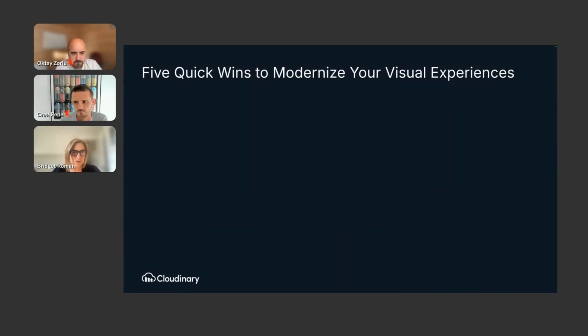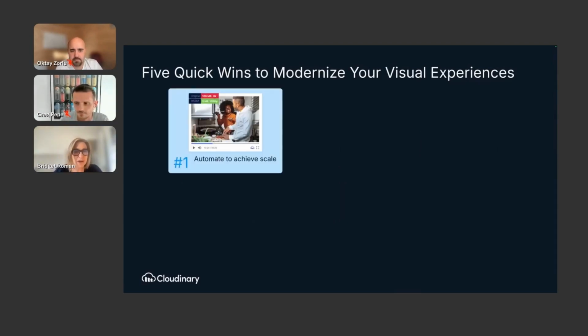Let's talk about these 5 quick wins before I hand off to Greg, who's going to dive in. The first quick win around modernizing your visual experiences is to automate. So how are we going to automate your images and videos to help you achieve scale? We'll show you the quick ways to do this. And I think you're going to get a lot out of that section.